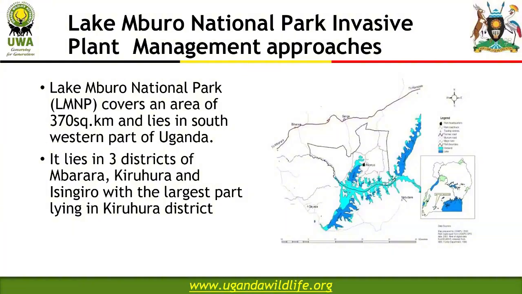So this is a brief background of Lake Mburo National Park. It is 370 square kilometers and lies in western Uganda, as you are seeing on the map. And it lies in the districts of Kiruhura, Mbarara, and Isingiro. And the unique part of it is that much of the wildlife, this is the map.